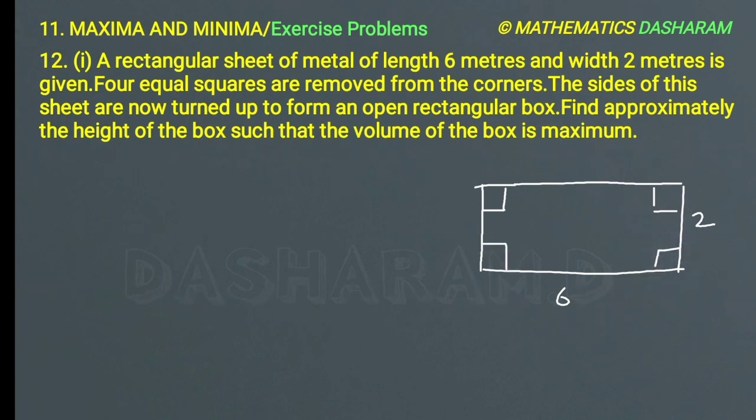Let's take the side of a square x. Okay, x, x, x. So these 4 corners are removed. Then what is the figure we will get here? So this is the figure we'll get.